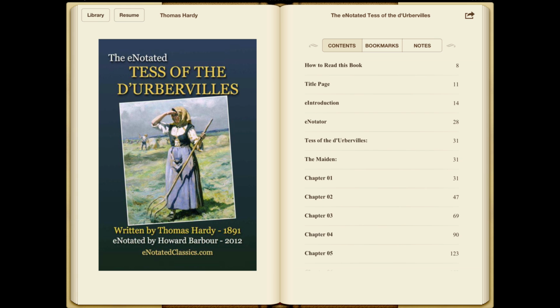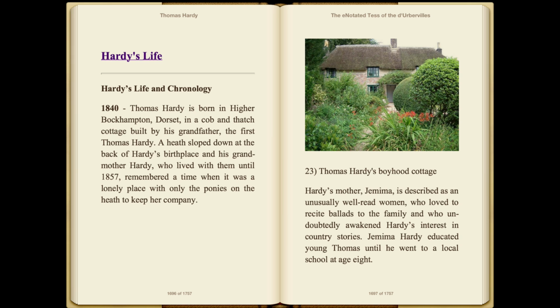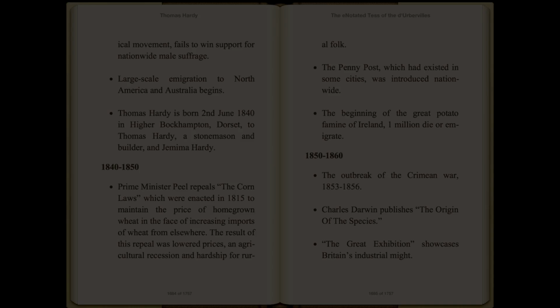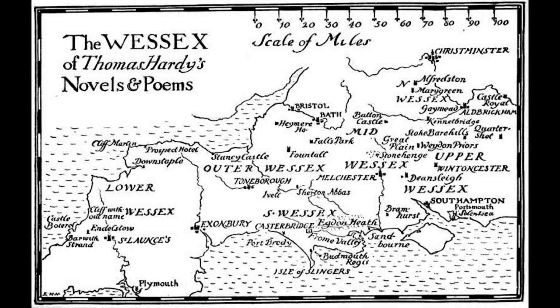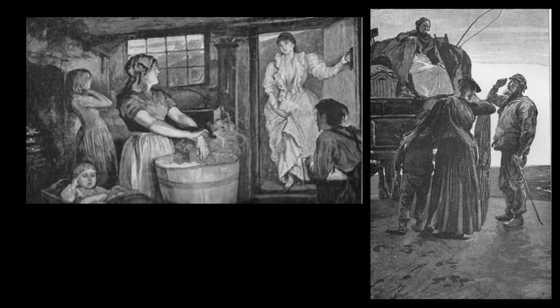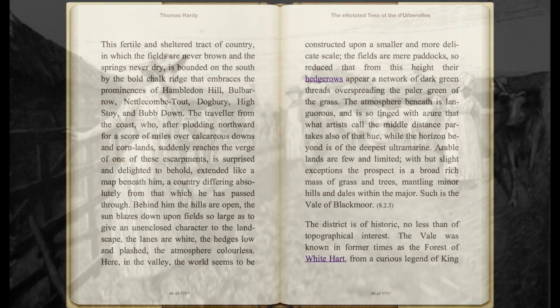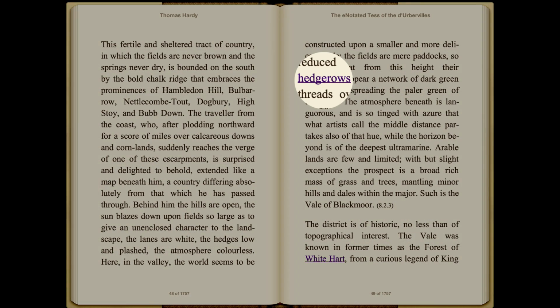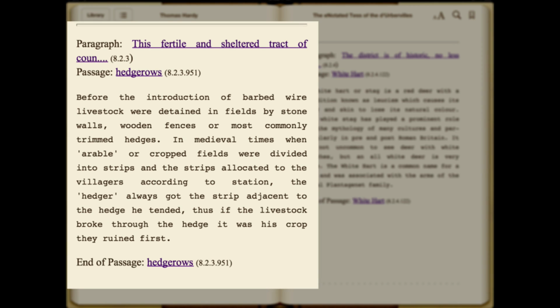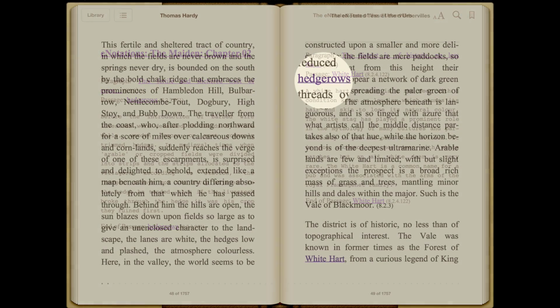First published by Hardy in 1891 and eNotated by Howard Barber in 2012, this edition of Tess includes a Hardy biography, a chronicle of his life, a timeline of major events, 27 illustrations, and more than 200 eNotations that extend Hardy's writing by providing a new layer of information behind the text the reader can access before, during, and after each chapter. As an example, in Chapter 2, when Hardy mentions hedgerows, Barber's eNotation tells us, "Before the introduction of barbed wire, livestock were detained in fields by stone walls, wooden fences, or, most commonly, trimmed hedges," and so on.